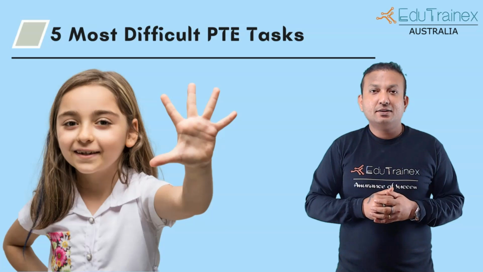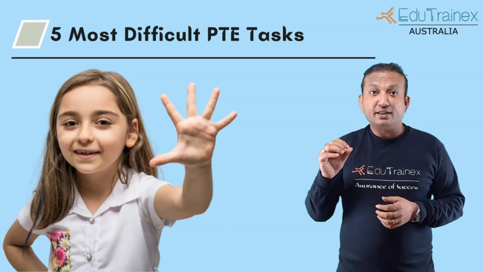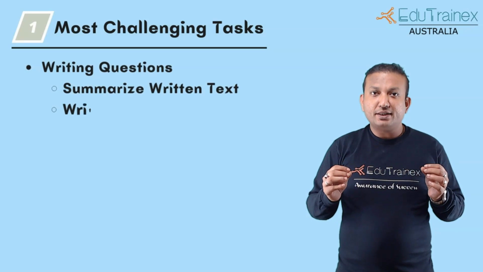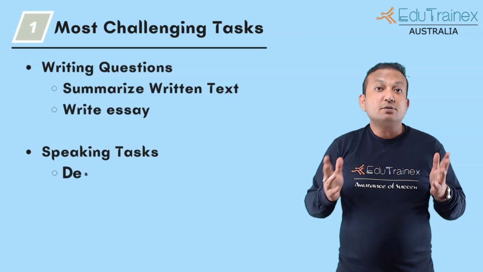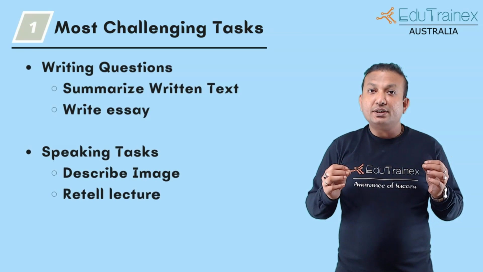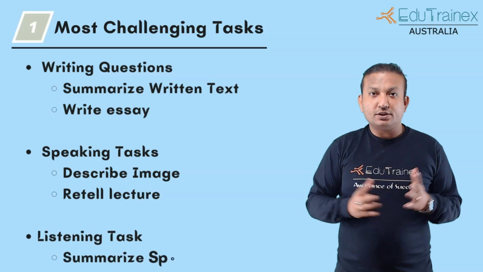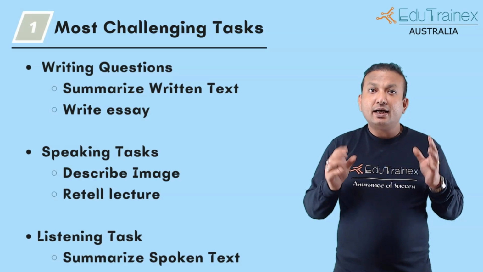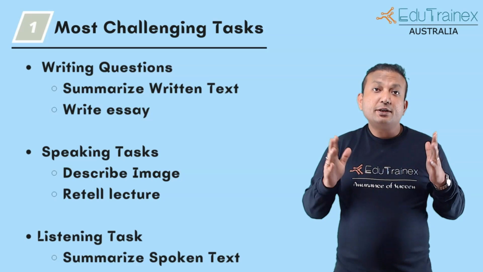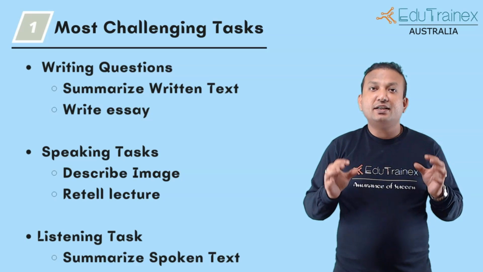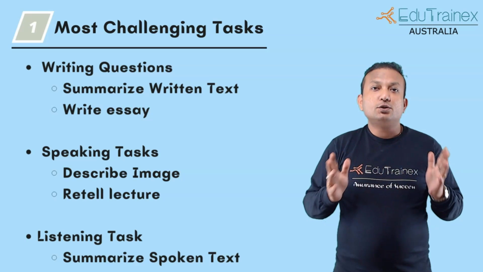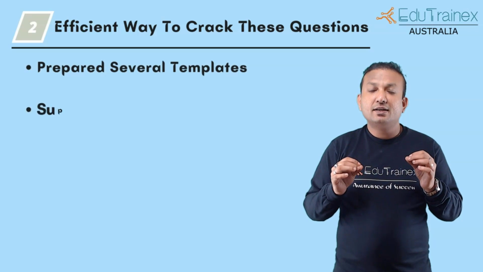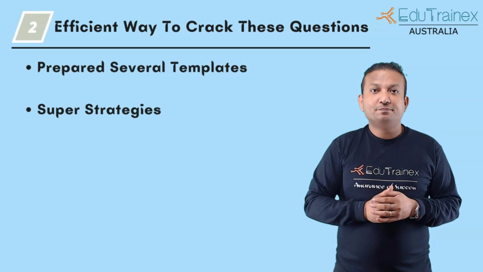In the pioneer in PTE training, there are some PTE tasks which scare the students, and these are really challenging ones. These include writing questions like summarize written text and write essay, the speaking tasks describe image and retell lecture, and one listening task which is summarize spoken text. People really struggle to get a decent score in writing and speaking sections of the PTE because they don't know how to approach these questions in an easy way. Well, don't be surprised when I tell you that there is a simple and efficient way to crack these questions and at the same time get a good score.